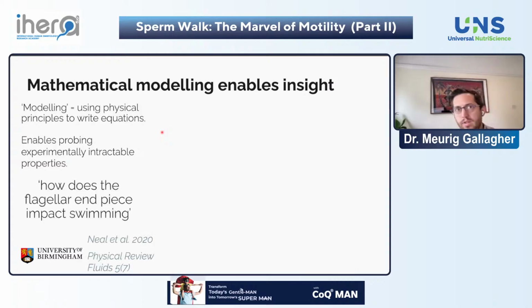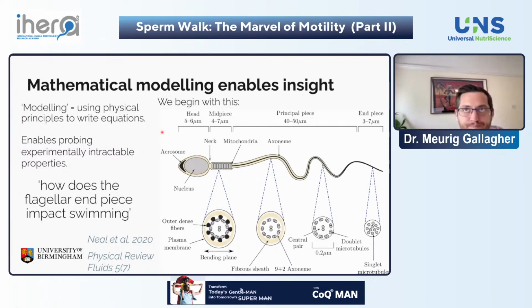So, for example, this is a study by a former PhD student of mine, and she really had the question: how does that little end piece, the tiny little flappy bit at the end of the tail, impact swimming? Does it actually matter? What role does it play? That's something that's very difficult to do experimentally because all sperm have this little end piece. You can't really see it because it tends to be only a couple of nanometers wide, because you're down to singlet microtubules at the end. So it's very difficult to work with on live swimming sperm, but using a mathematical approach, we can do simulations and we can see what's going on.